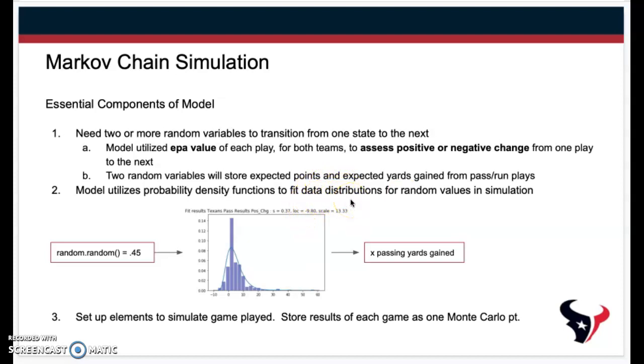The next component would be to create two random variables that would store expected values for these, and then to also associate the expected yards gained in a separate random variable for both pass and run plays, given that we've seen a positive play or given that we've seen a negative play.